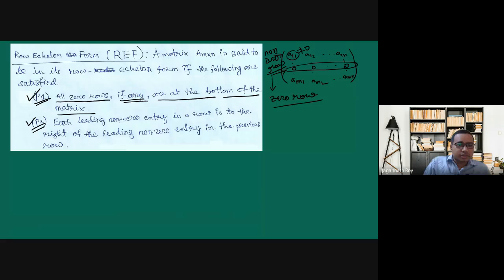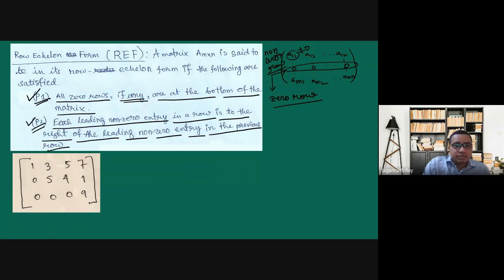And property 2 says each leading non-zero entry, that is the first non-zero entry in a row, is to the right of the leading non-zero entry in the previous row.